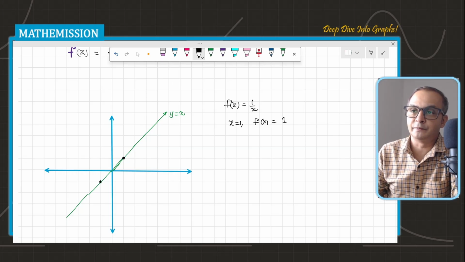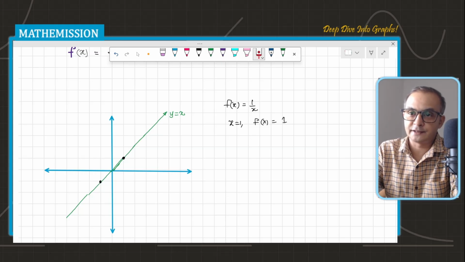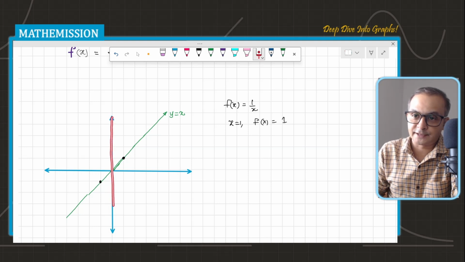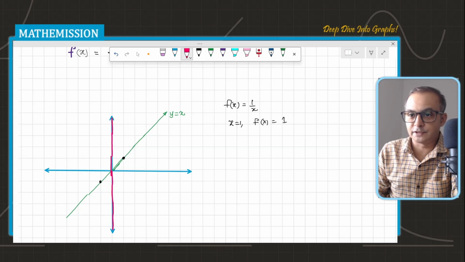But what will happen if I substitute 0 in this? You can see that when I substitute 0, the function is not defined. It means whenever you see the denominator is 0 anywhere in a rational function, there must be an asymptote. Here the y-axis is the asymptote for the 1/x function. So let's draw it just for the sake of understanding where the asymptote is. So this is the asymptote I have drawn. This is x equals 0.